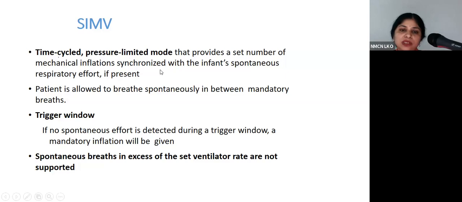The S means synchronization: the ventilator knows that it has to synchronize with the patient's spontaneous effort and then allow the efforts to go up to the given magnitude. However, the patient is allowed to breathe spontaneously in between. There is a trigger window. As per the set rate, there would be a trigger window. If the rate is set as 20, the trigger window would be 3 seconds. If the rate is set as 30, the trigger window would be 2 seconds. If no spontaneous effort is detected during a trigger window, a mandatory inflation is given. Otherwise, the ventilator wants to synchronize the inspiration with the patient effort. Spontaneous breaths in excess of the set ventilator rate are not supported.